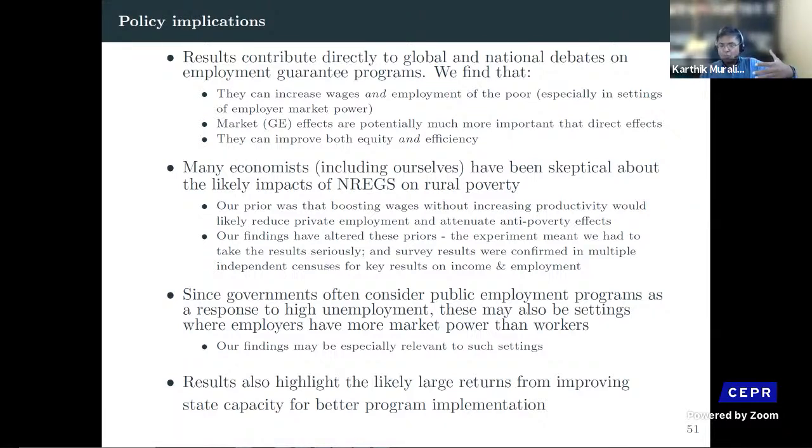Because again, remember, we didn't roll out the program. All that we did here was study the effects of improving implementation quality, and you see these huge effects. So it just reiterates the importance of that as a first order topic by itself. So thank you, and let me stop.